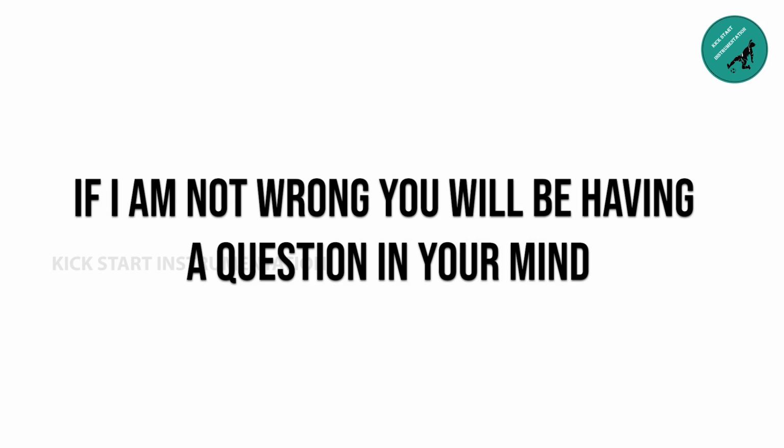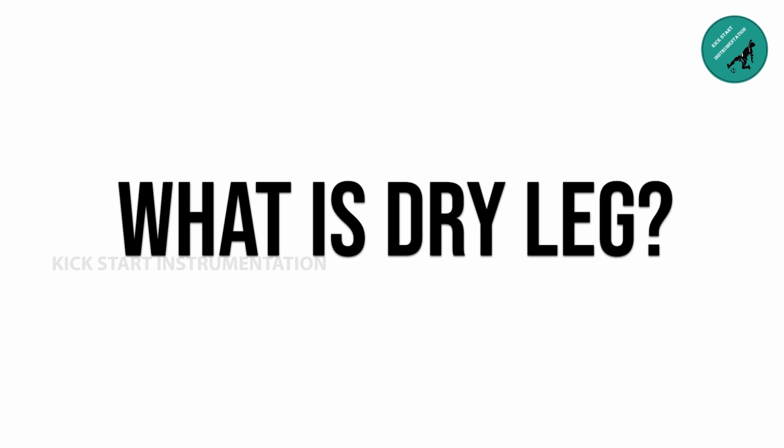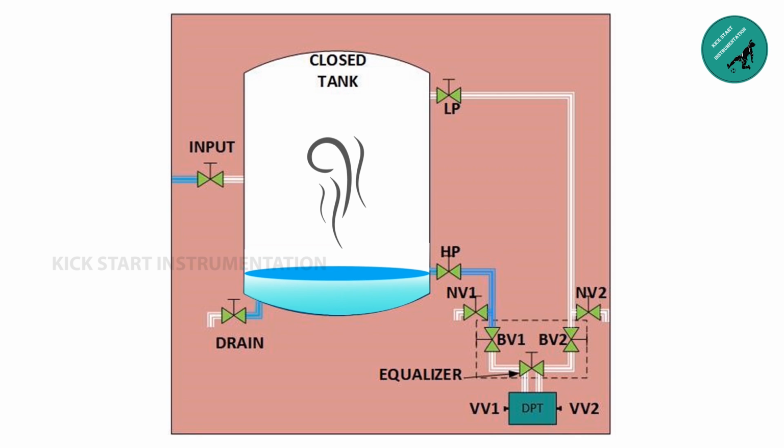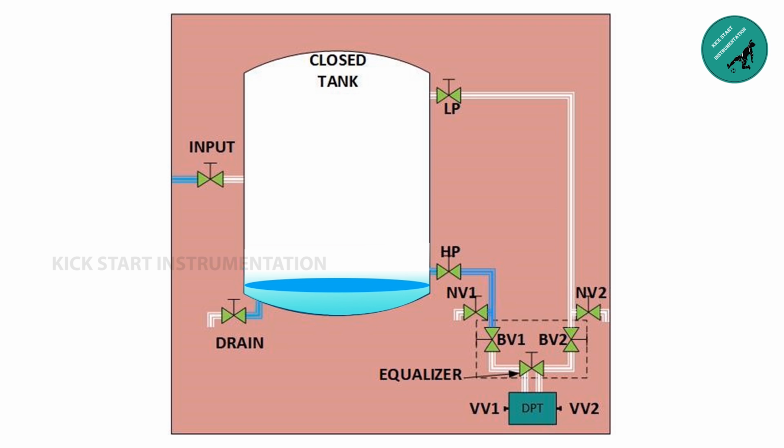If I am not wrong, you will be having a question in your mind, that is, what is dry leg? There is process medium whose level needs to be measured. We know that in the closed tank, process medium will be vaporized due to continuous change in atmospheric temperature. The vaporized process medium will either be evaporated or condensed to its original state.